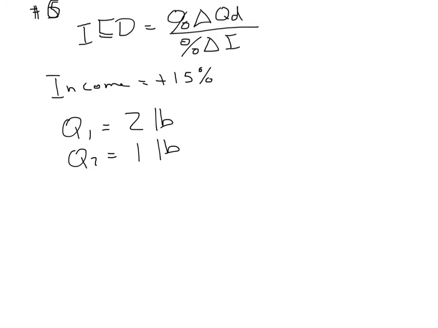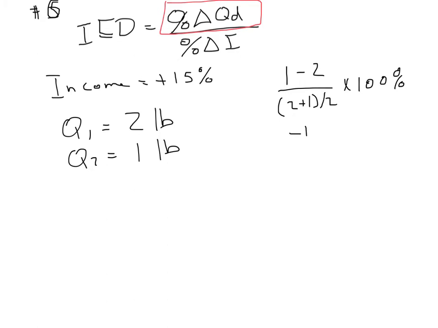Let's calculate income elasticity of demand first. So I put the formula there. We're looking at the percentage change in quantity demanded divided by the percentage change in income. We already know the percentage change in income is a positive 15% because it says Tim's income increases by 15%. So we just have to figure out the percent change in quantity demanded, and we're going to use the midpoint formula, the same formula we used when we calculated price elasticity of demand. That's going to be Q2, which in this case is 1, minus Q1, which is 2, over (2 plus 1) divided by 2, times 100%.